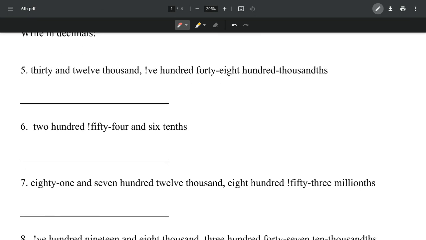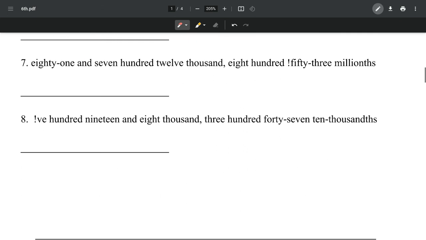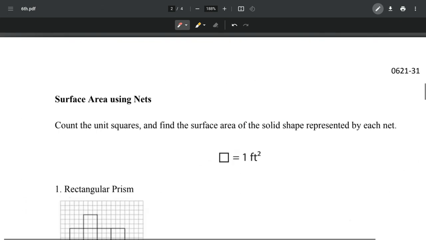And let's move on to our next part, which is to write the word form in decimal form. Okay, so number 5, we have 30 and 12,548 thousandths. Okay, so again, "and" is the decimal point, and thousandths, that's the place value of the last digit. So let's just go ahead and write it. So we have 30, and then we put a decimal point there, and we have 12,548 thousandths. So that's it. Try number 6, 7, and 8 on your own. And let's move on to our next page.